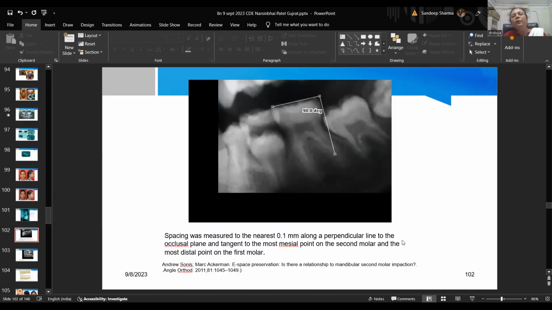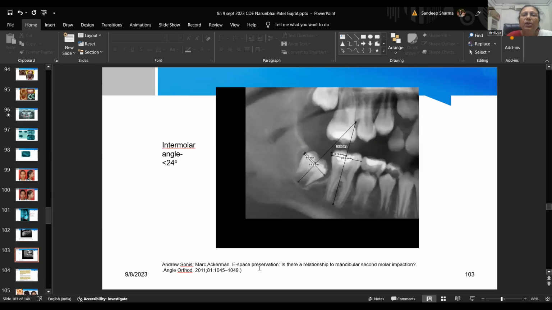But this is not free from complication. If you are going for space supervision and holding the leeway space, it is not free from complication; it may impact the second molar or the third molar. So that is also iatrogenic malocclusion. And spacing was measured like this. You can go for further reading from Andrews on this. You can take a screenshot. Okay. Another parameter is how to do at least intermolar angle.